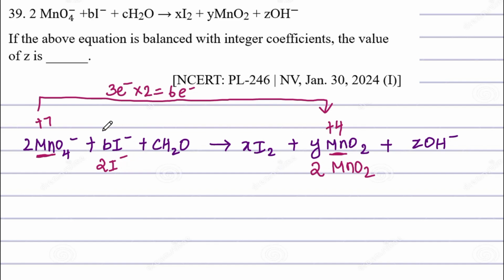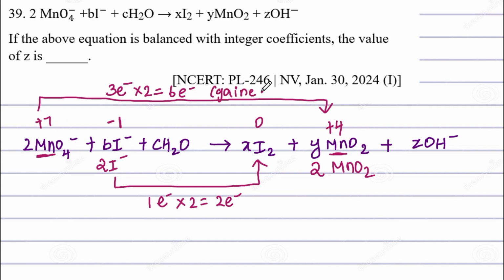Then we will proceed with the oxidation state. So for the iodide ion, the oxidation state is -1. Then for iodine elemental form, the oxidation state is 0. So from -1 to 0, what is the difference? The difference is 1 electron. But how many iodine atoms are involved? 2 iodine atoms are involved. So 1 electron into 2, that is equal to 2 electrons. So the number of electrons gained is 6.